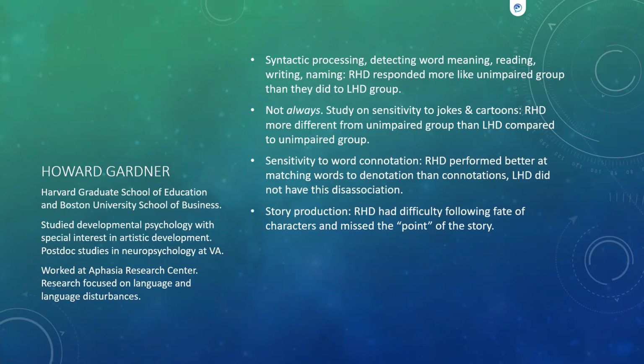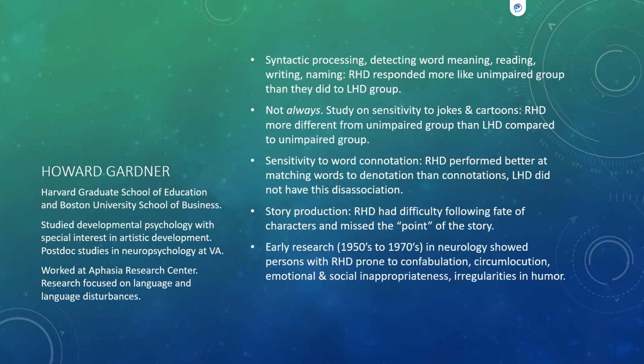The other thing he found, again tracking with what we just talked about, was story production. Individuals with right hemisphere brain damage had a difficult time following the fate of characters. They very often miss the point of the story. Early research, back in the 50s to the 70s, in neurology showed that people with right hemisphere brain damage were really prone to confabulation, circumlocution, emotional and social inappropriateness, and irregularities in humor.